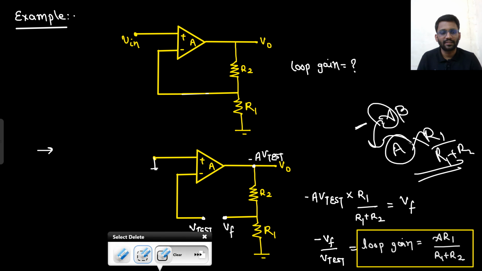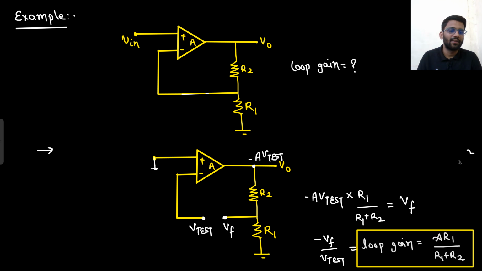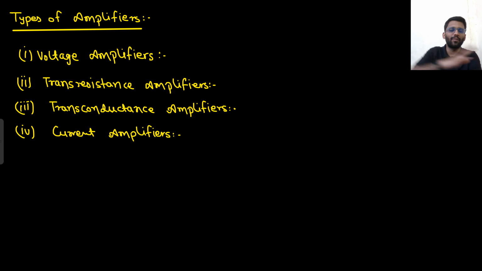So that's it about the lecture. This is the complete lecture where we studied about feedback amplifiers. This is just the introduction. In the next lecture, we are going to see the types of amplifiers. This is going to be a very easy lecture: voltage amplifier, trans resistance amplifier, trans conductance amplifier, current amplifier. What is the input resistance? What is the output resistance? So a very easy lecture it will be. In the next lecture, we will see all those kinds of amplifiers.